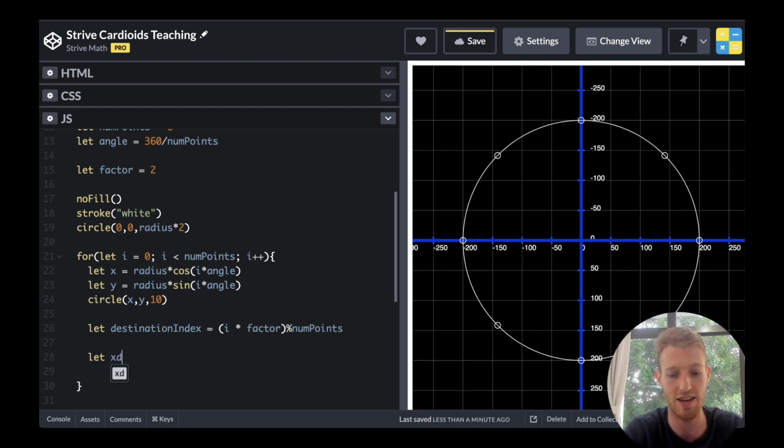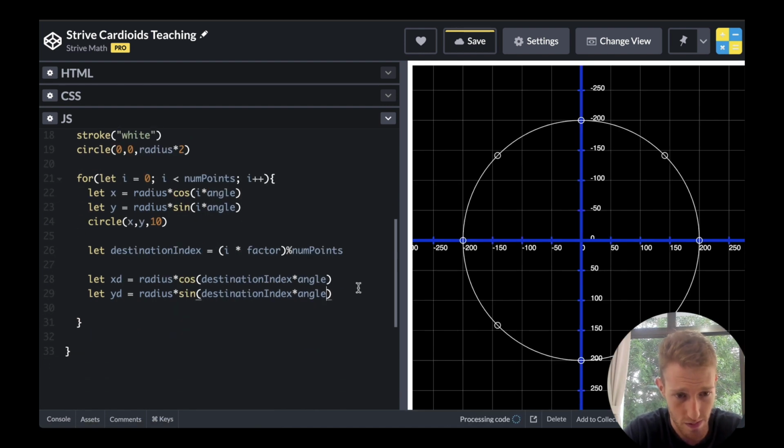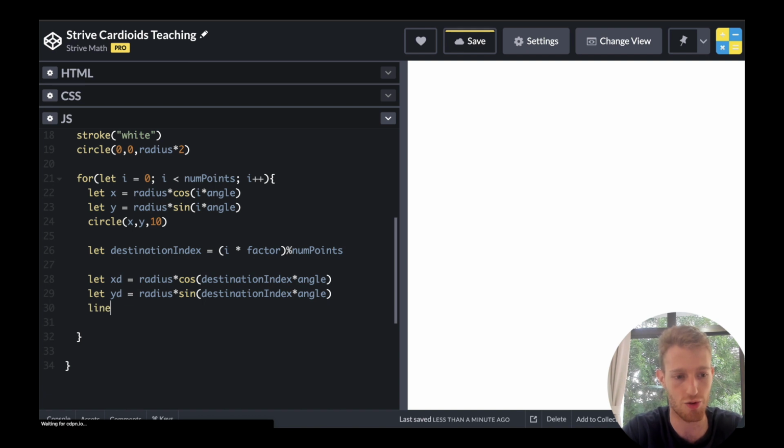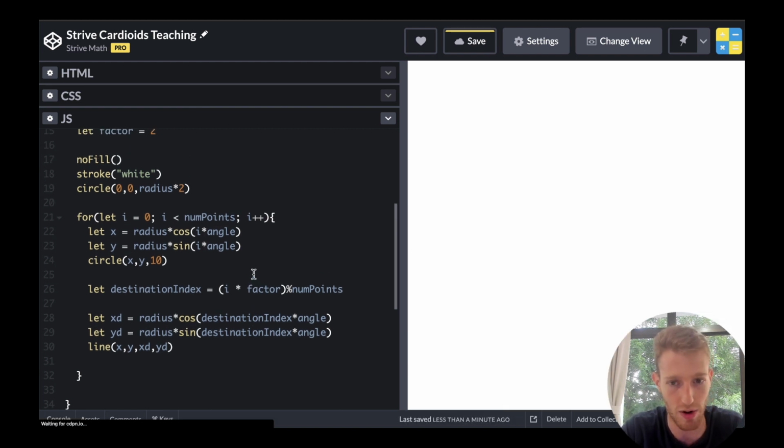So I can say let xd is equal to radius times by the cos of destination index times by angle. And I can say let yd, for y destination, be radius times by the sine of destination index times by the angle. With those two, we can then draw a line. The line takes x1, y1, x2, y2, and draws a line connecting those 2 points. So we can say x comma y and xd comma yd. And let's see what happens.